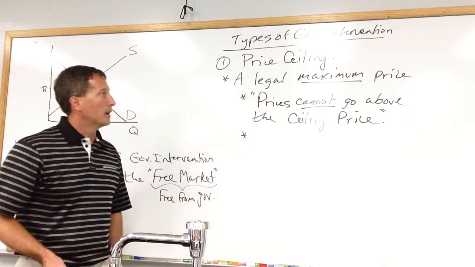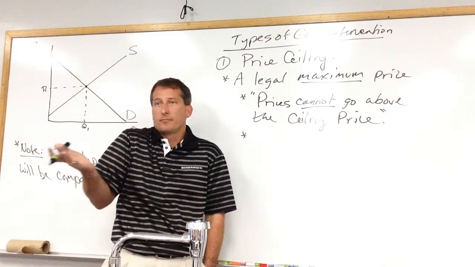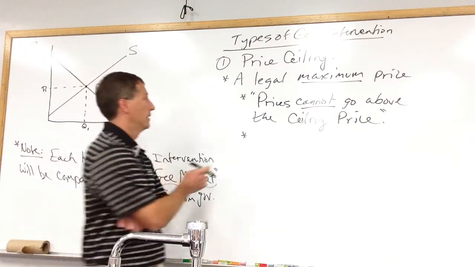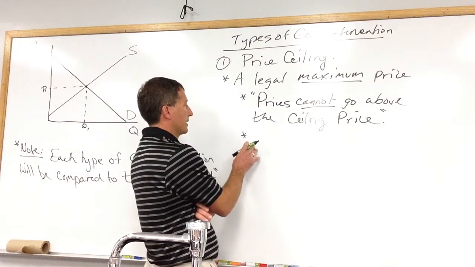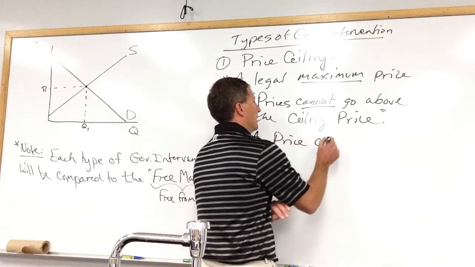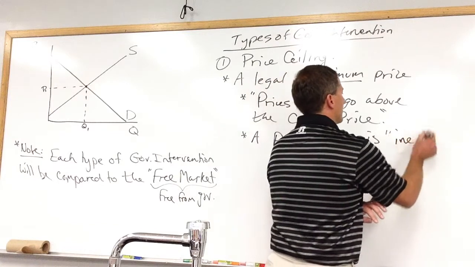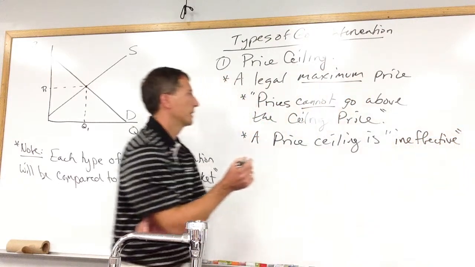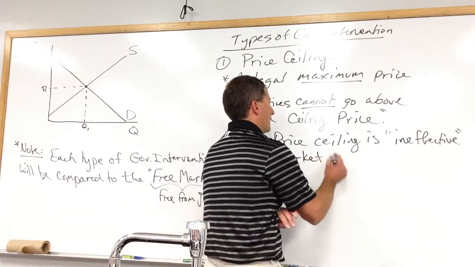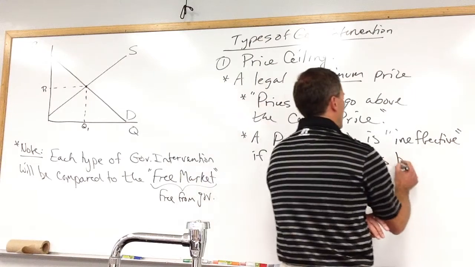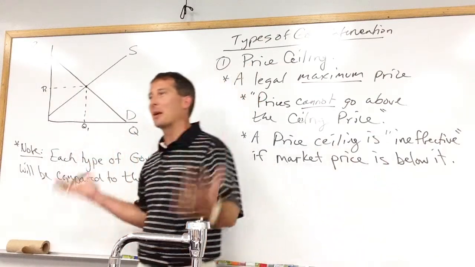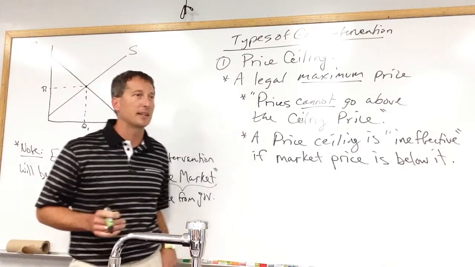Another little note: if prices are below the ceiling price, that's fine. No big deal, right? So it's an ineffective price ceiling if current prices are below the ceiling. One extra bullet note before we look at the graph is that a price ceiling is ineffective, in other words, it just doesn't have any real effects, if the market price is below it. These end up being little nuances that a multiple choice problem would have in it. So I try to give you these bullet points so you have them right in your notes and you can look back.